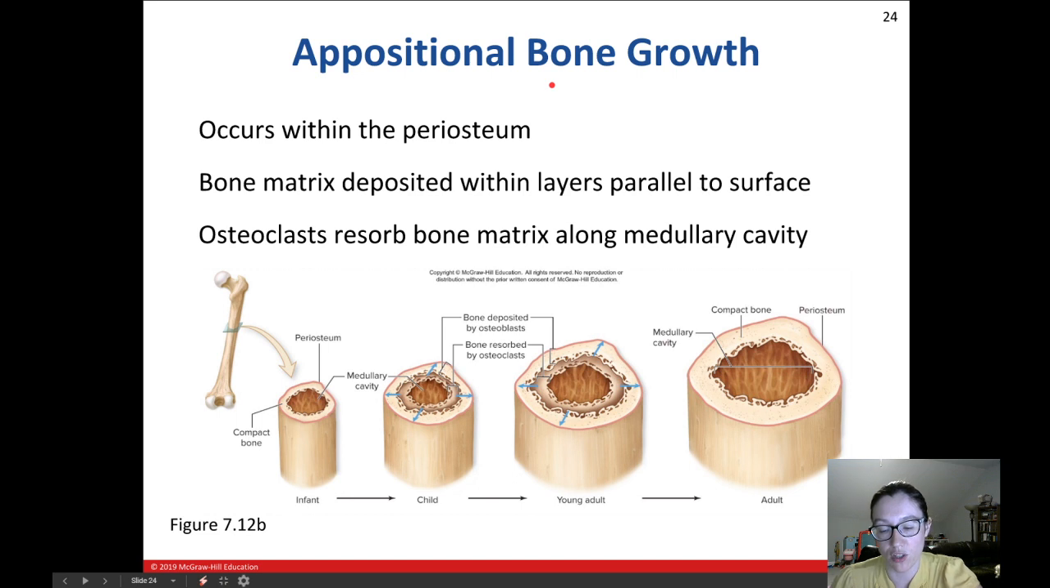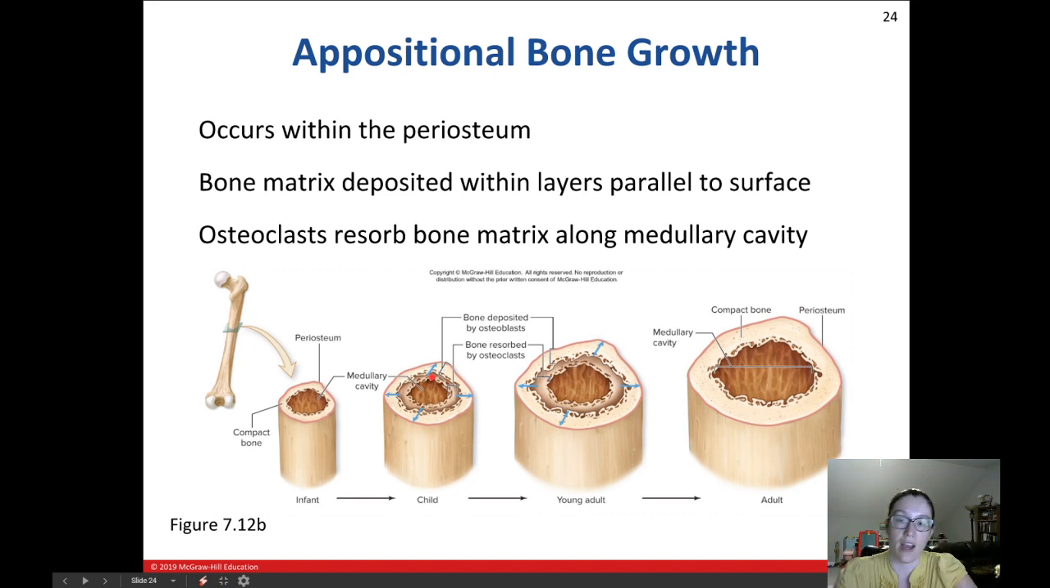So just like the appositional growth we talked about in cartilage, this is going to occur along the edges of the periosteum. So in cartilage, we said appositional cartilage growth occurred along the inside edges of the perichondrium. Here we have our appositional bone growth happening along the internal edges of the periosteum. So once again, remember that the periosteum is lined by an intercellular layer of osteoprogenitor cells and osteoblasts and osteoclasts. And so these osteoprogenitor cells can divide and become osteoblasts, and those osteoblasts can lay down concentric layers of bone along the outside of your bone to make it wider and wider and wider.